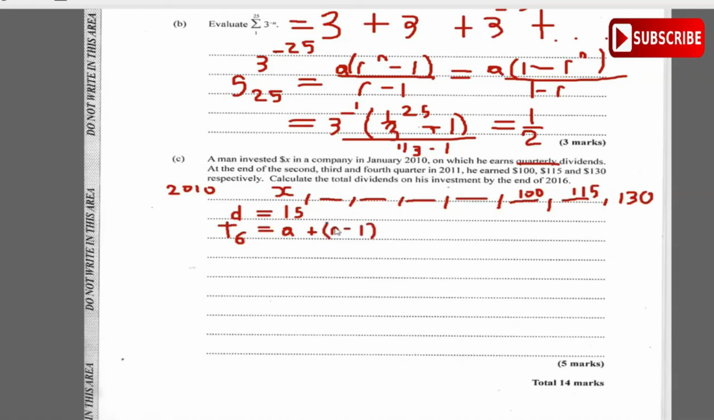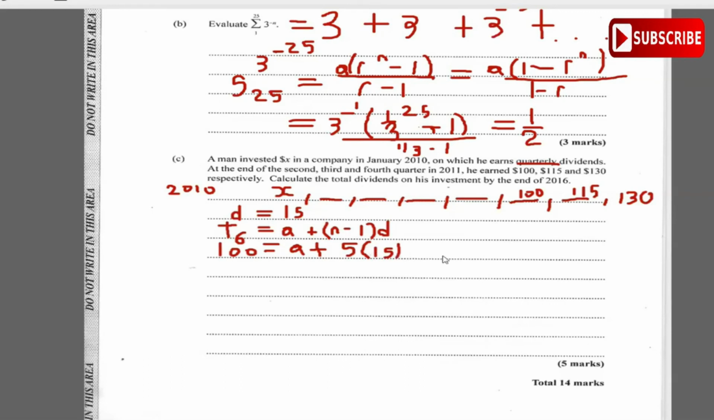X is the amount that he initially invested. It's very important that we find a. So T6, which is 100, is equal to a plus (6 minus 1) times d. 6 minus 1 is 5, so we get 100 is equal to a plus 5 times d. And we know d is 15. 5 times 15 is 75, just to make sure, yes, that's 75.